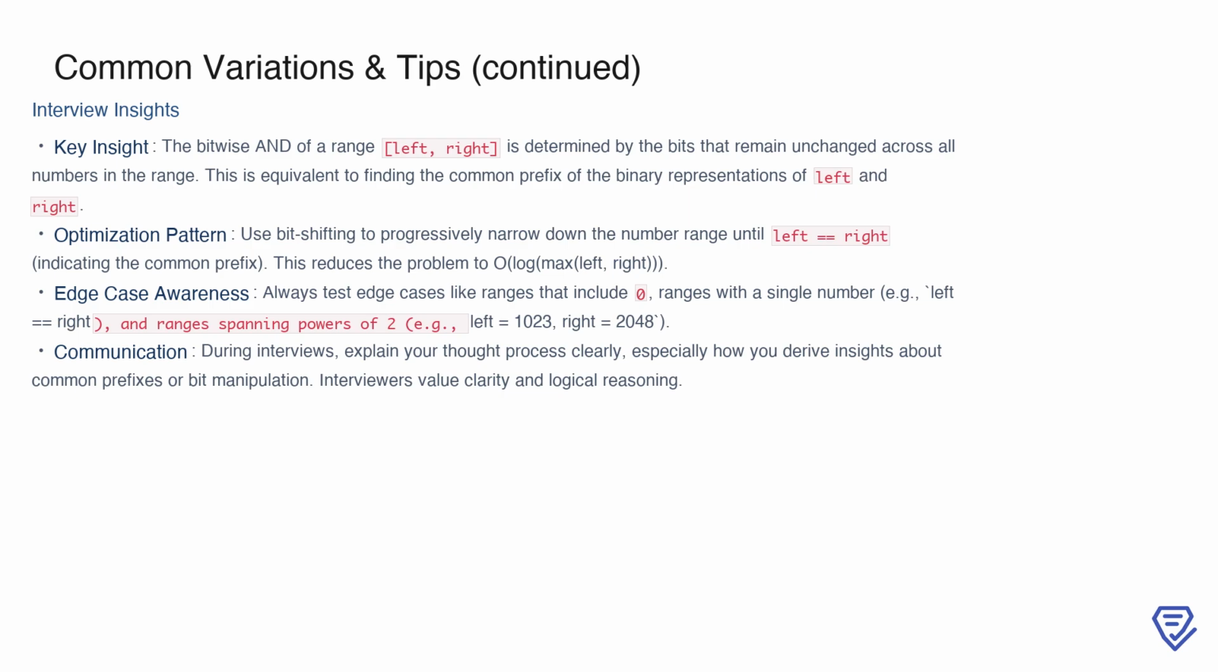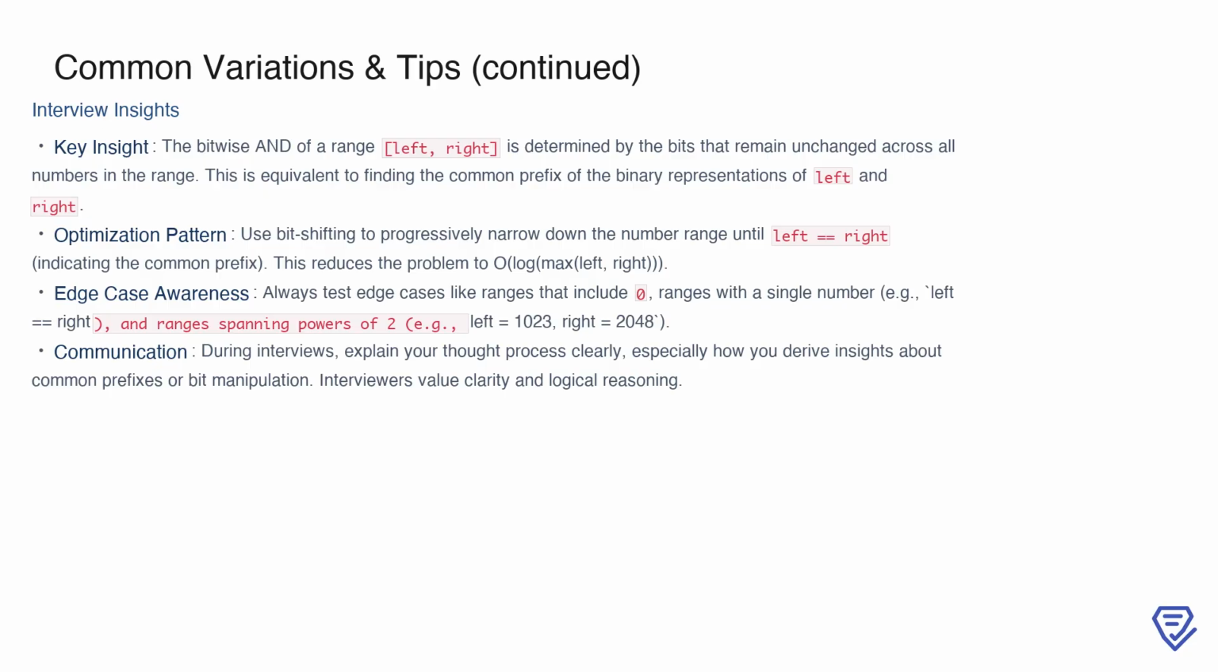A powerful optimization pattern is to use bit shifting. By repeatedly right-shifting both left and right until they become equal, we can isolate this common prefix. Once the prefix is identified, we can reconstruct the result by shifting it back. This reduces the time complexity to O(log(max(left, right))).